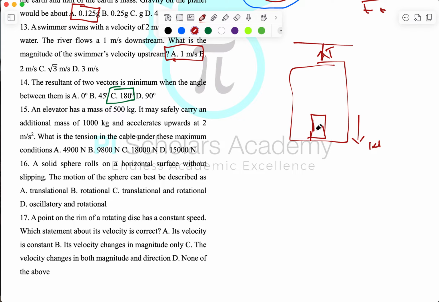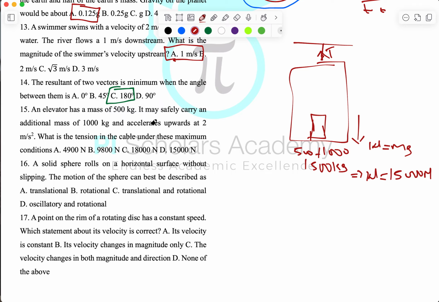The elevator itself has a mass of 500 kilogram. And then the maximum mass that it can carry is 1000. So that means that we have a total mass of 1500 kilogram. And if you have to convert that to weight, weight equals mg. So altogether, we multiply this by 10, which is the acceleration due to gravity. And that implies that the weight that is acting downward will be 15,000 newtons. So we've gotten the weight that is acting downward now.